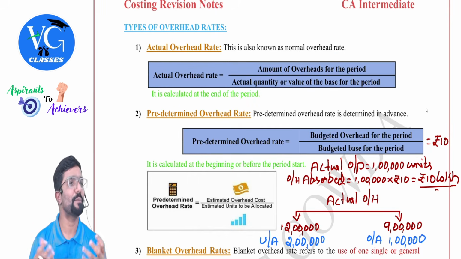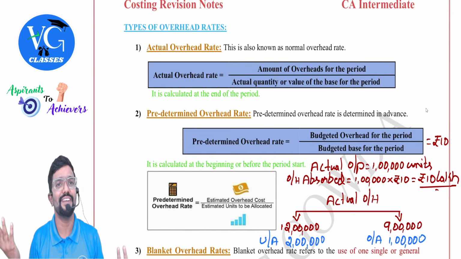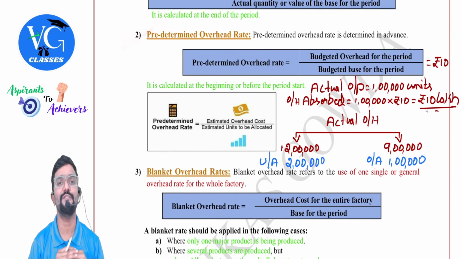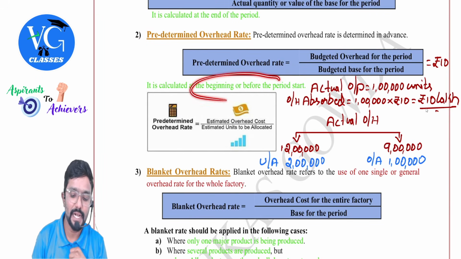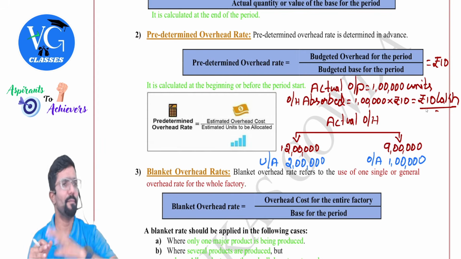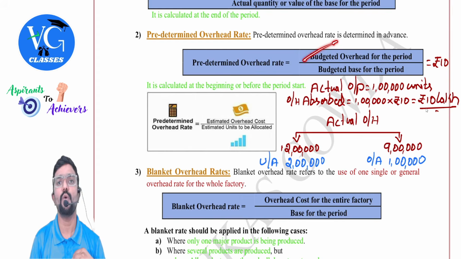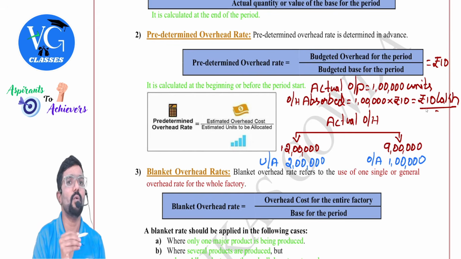But normally for absorbing the overhead, do we follow this, sir? No. If I wait till the end of the year, then how will I charge the cost to my products? How will I fix my selling price? So normally, as per industry standards, what the company follows is the predetermined overhead rate. When is this calculated, sir? At the beginning of the year, or before the year starts. In that case, I would have estimated overhead cost divided by the estimated base, like estimated output. I will get the predetermined overhead rate.